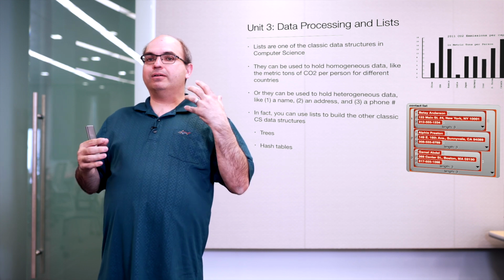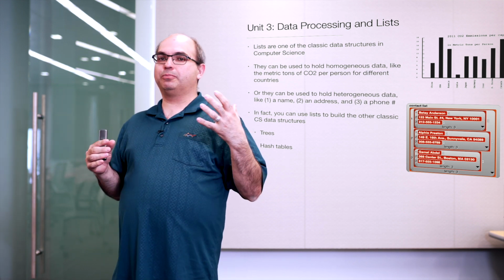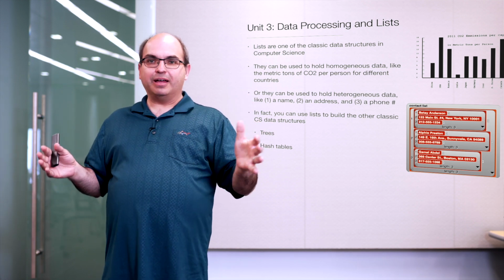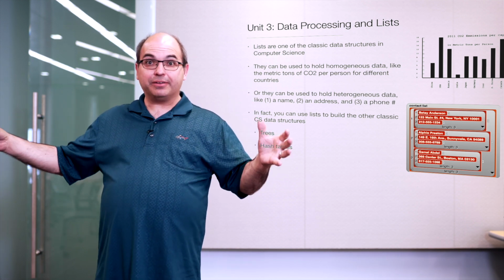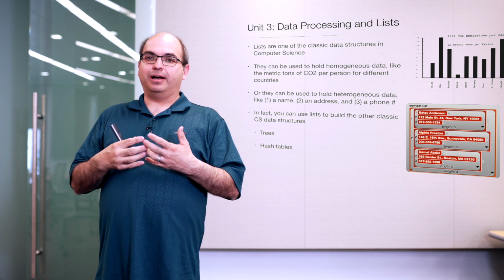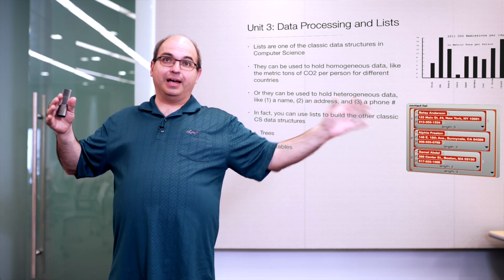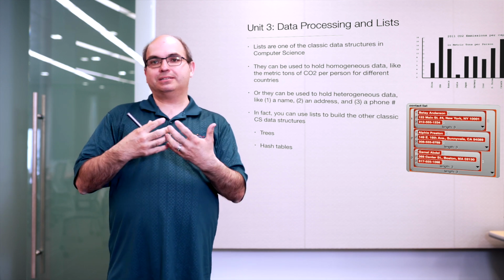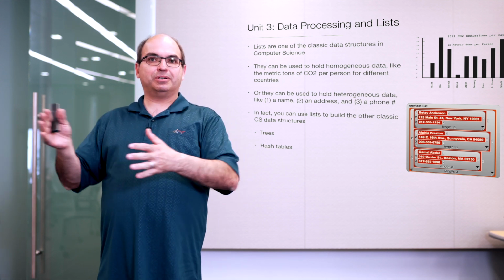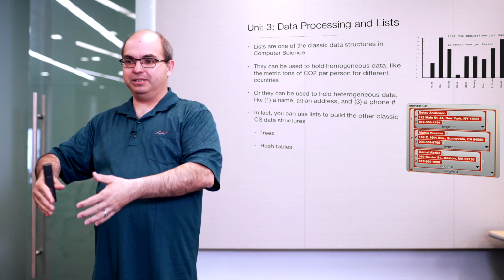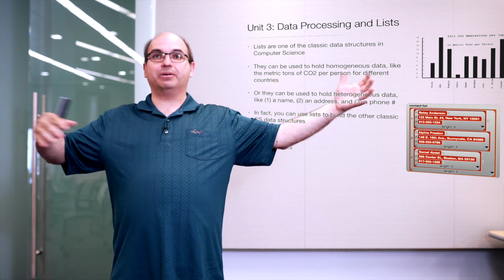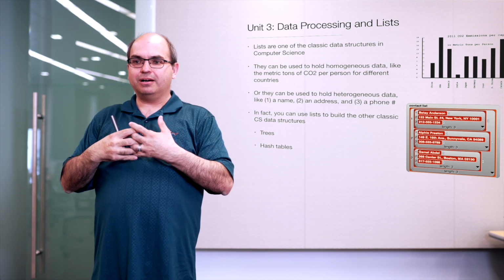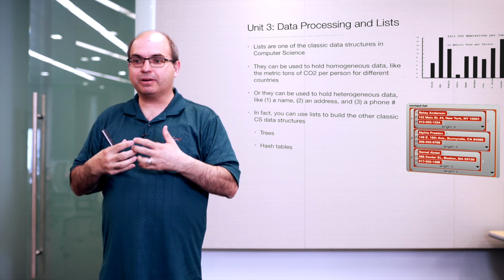Now, lists kind of have a dual purpose. They can be used to store homogeneous data. That means that every data item looks like every other data item. So for example, I can have a list of numbers, a list of names, right? Or here, I have a list of the metric tons of CO2 per person for different countries. So the first element might be China, the second one the US, and so on, right? And it's just a list of metric tons of CO2 per person, okay?